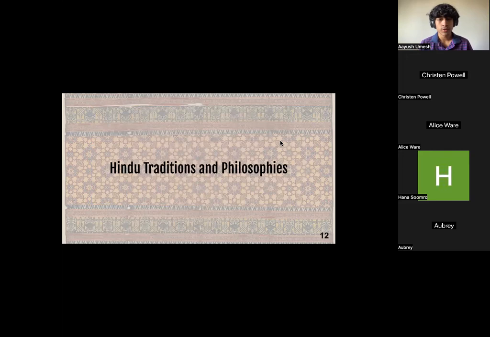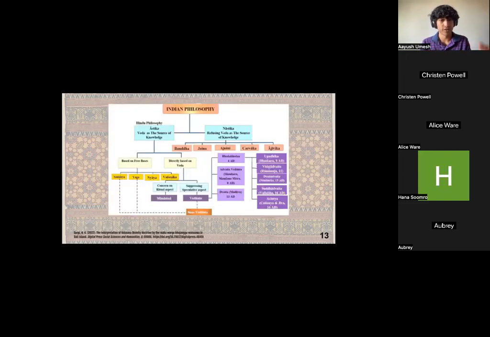Okay, so there's a lot of different ground to cover when it comes to Hindu traditions and philosophies. I don't want to make any of this confusing, so I'm going to keep this as simple as possible and just show you a couple of different organizations of our philosophies and walk you through it on a cursory level.